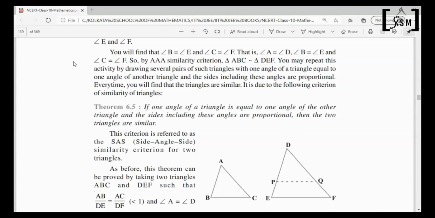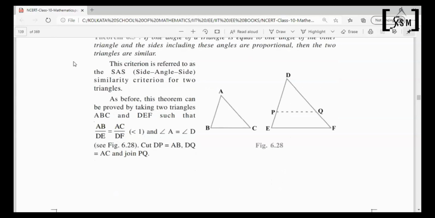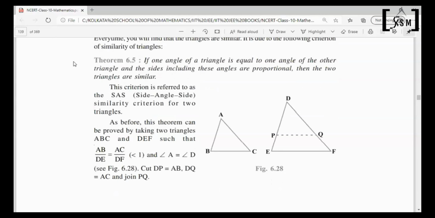The third rule to check similarity is SAS. As the name suggests, side angle side. So we talk about the two side ratios because in similarity we always talk about the side ratios. So two side ratios and the in-between angle have to be equal.